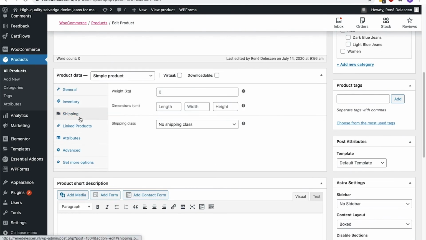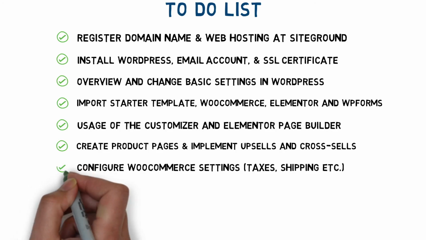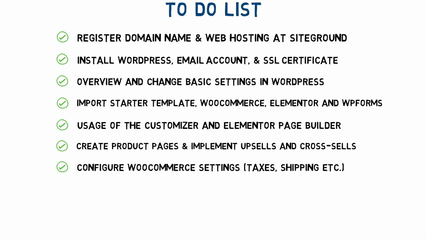So you go to the pre-made product page and click on the shipping tab. And then you enter the total weight of each product in this box. It's very easy, as you can see. So now we configured the WooCommerce settings, taxes and shipping.